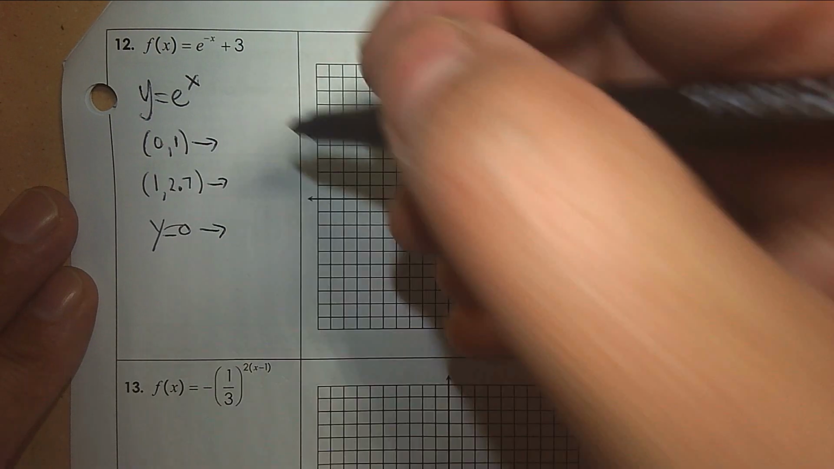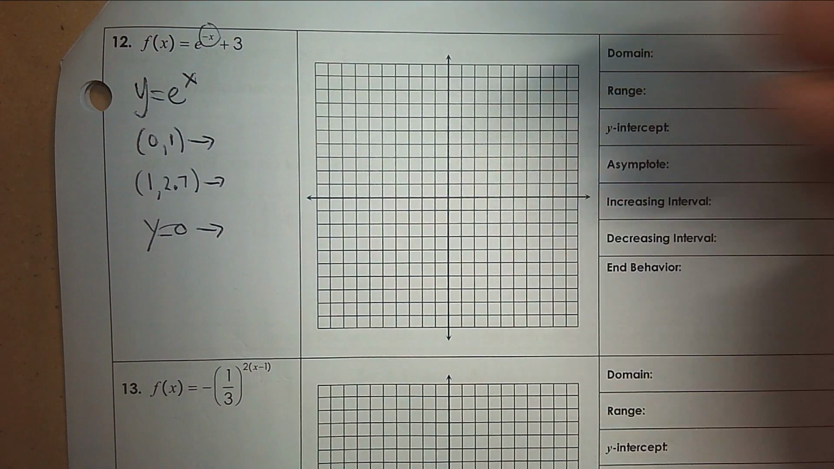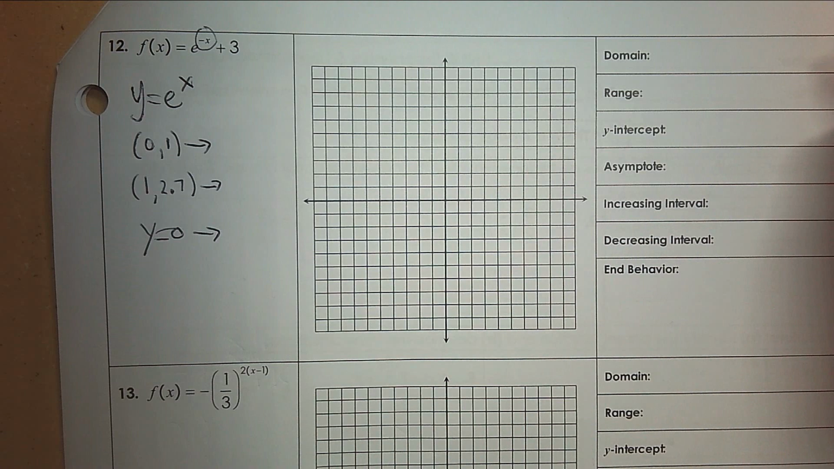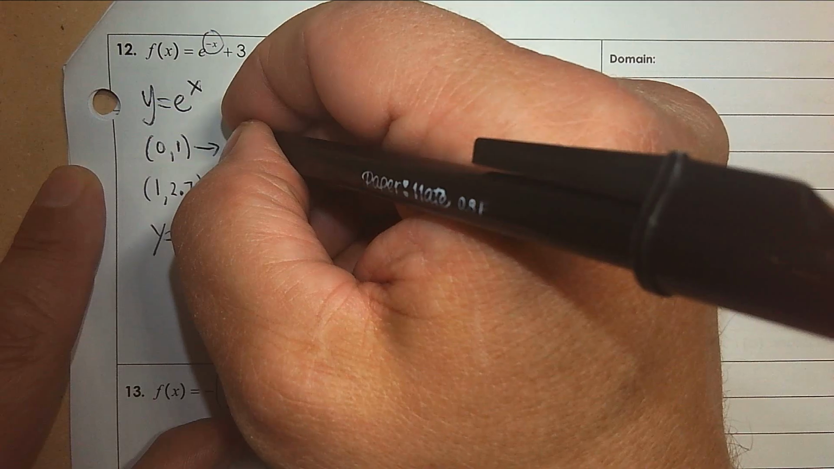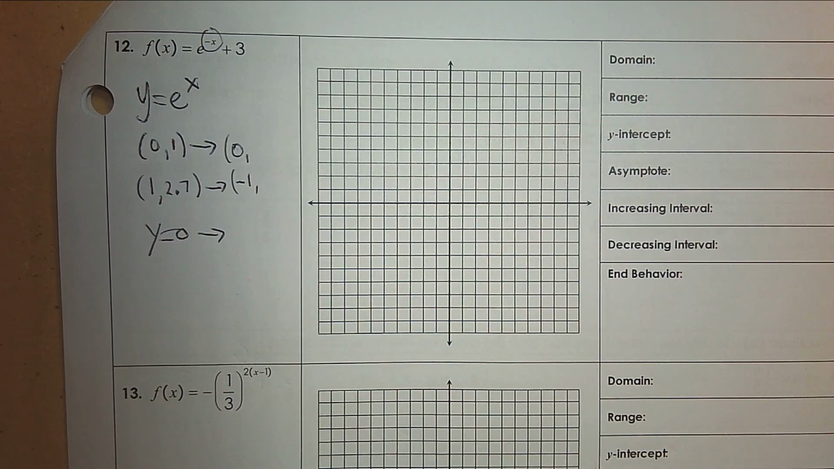So what's happening to the x? What does the negative do? You kind of divide by negative 1, but if you multiply by negative 1 or divide by negative 1, you get the same answer. So however you want to do it, it changes the sign, right? So 0 stays 0, but 1 becomes negative 1.